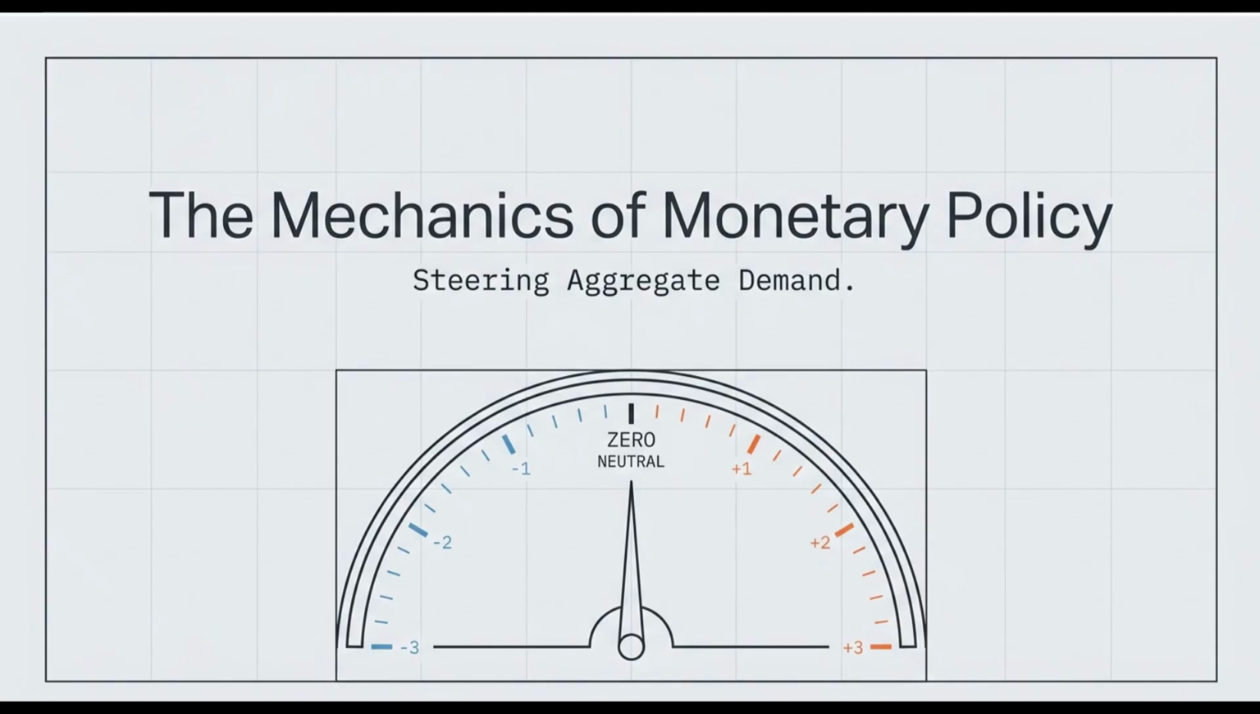So as you can see in the GDP graph here, policymakers aim to keep the economy balanced around a zero neutral position, neither overheating with excessive inflation nor slowing down with high unemployment. So here we will examine how monetary policy works, the tools used by central banks, and the effects these decisions have on businesses, consumers, and the economy as a whole.